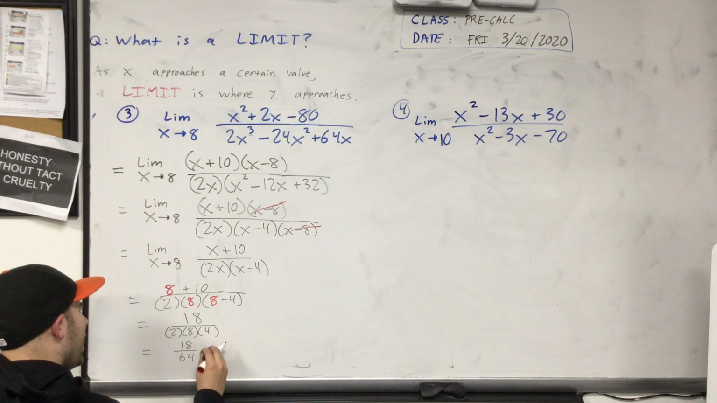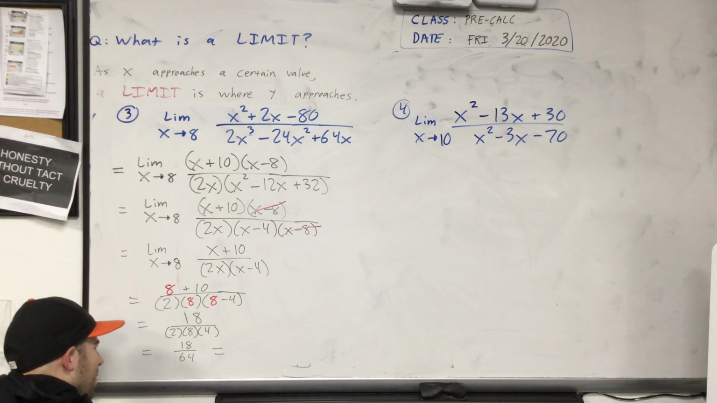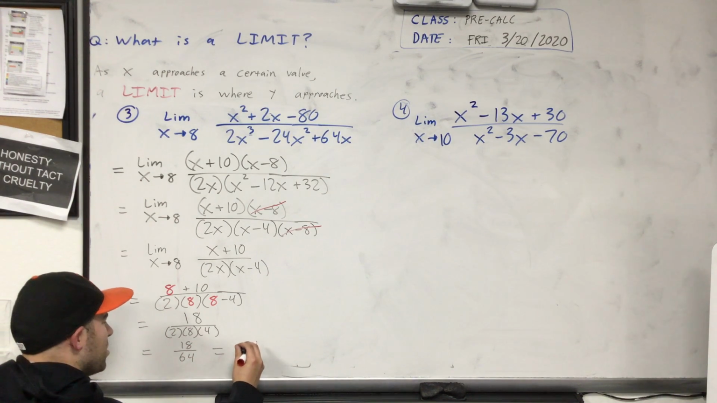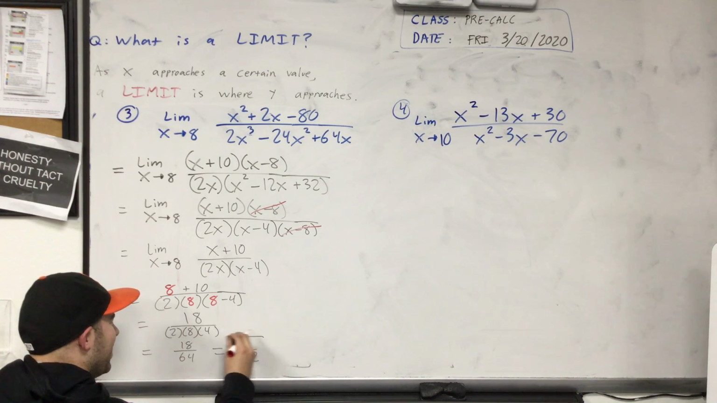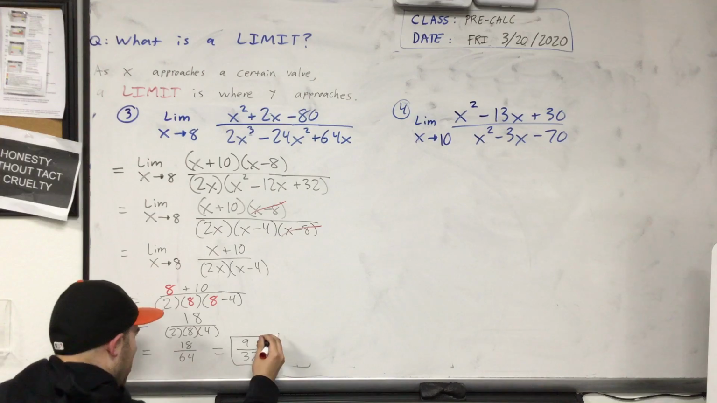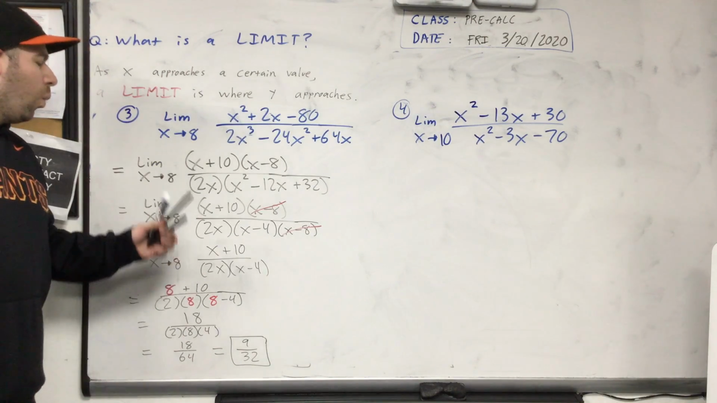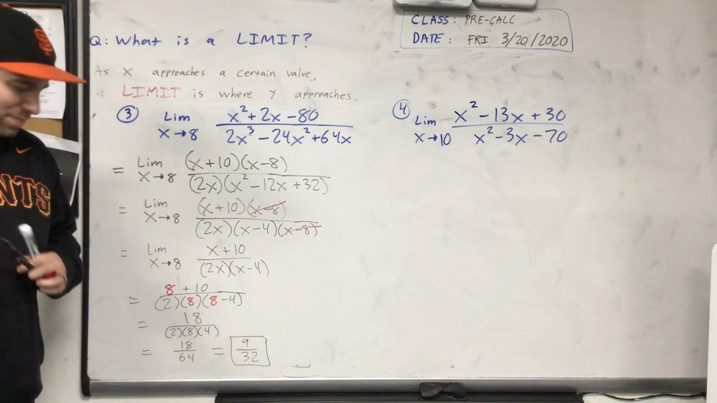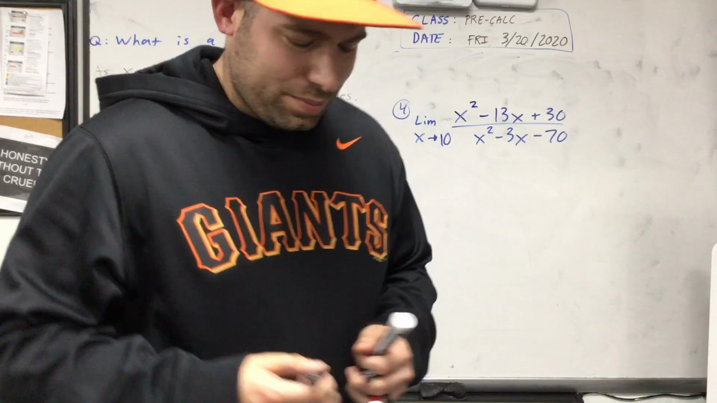Can I break up 18 over 64? Let's see, can I divide something from the top and bottom? Just 2, I guess. 18 over 64 can be reduced to 9 over 32, and I believe that's as simplified as it gets. So the limit as x approaches 8 for this particular function, y gets closer and closer to 9 over 32. Okay, number 4.